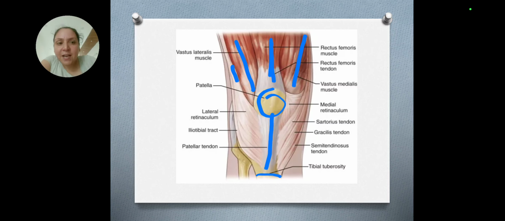Then you see this is the lateral retinaculum, which has been supported by the IT band, and this is the medial retinaculum. Can you see? This is the medial retinaculum, which has been supported by the vastus medialis muscle. The medial retinaculum is supported by the vastus medialis muscle. This is how the attachment takes place.